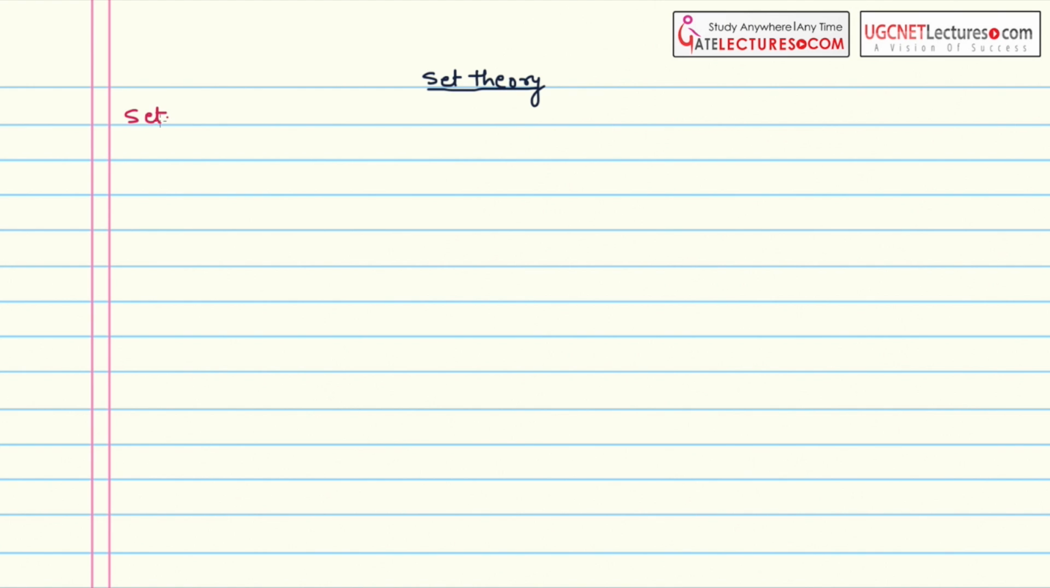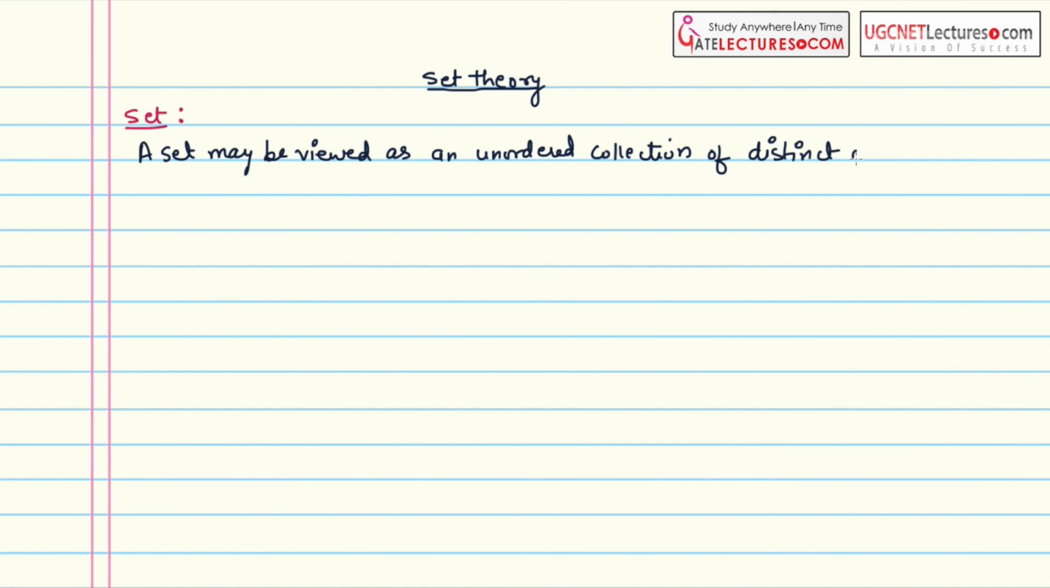We want to know what is a set. So you can say a set may be viewed as an unordered collection of distinct objects, right? And the elements are basically called the members of the set.